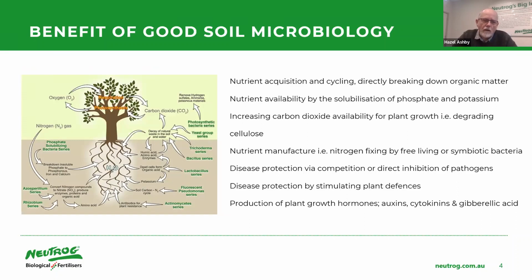Now, this is an overview of the sort of things you can expect when you have a really active and diverse population of microbes in the soil. You get nutrient cycling, with very rapid turnover of nutrients. The leaf litter falls down, it gets broken down, the material gets released into the soil, it gets taken up by the plants, and it's a cycle.